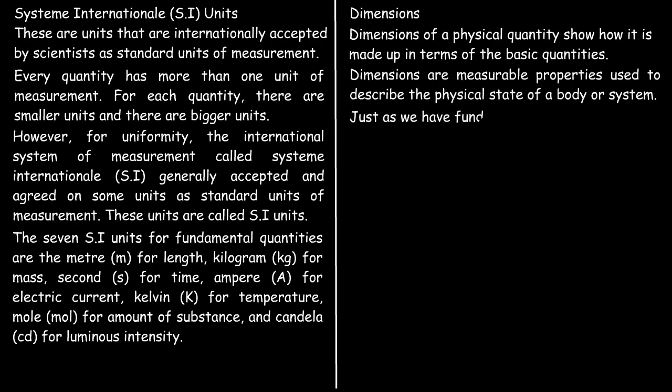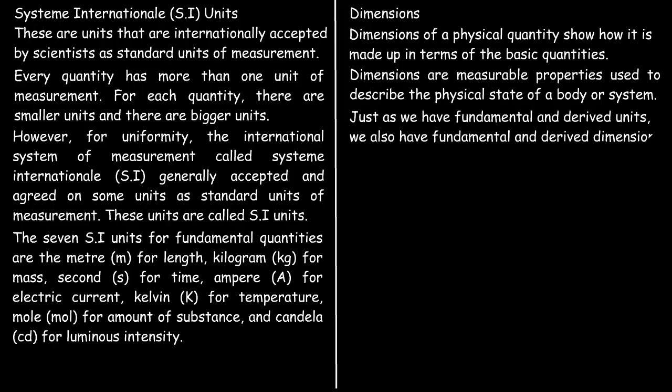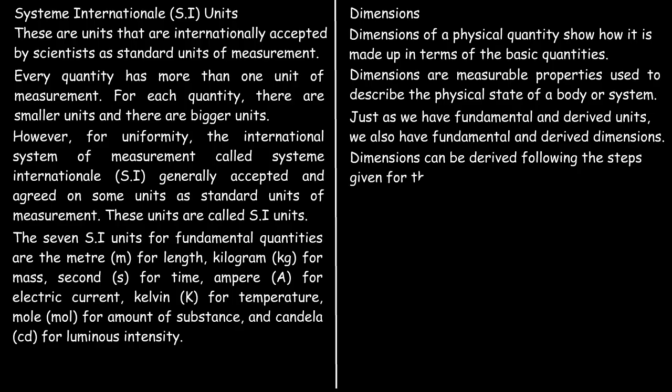Dimensions are measurable properties used to describe the physical state of a body or system. Just as we have fundamental and derived units, we also have fundamental and derived dimensions. Dimensions can be derived following the steps given for the derivation of units. For step 3 to 4, simply use dimensions in place of units. Now we have some examples to explain how we derive dimension. The very first example states: derive the dimension of power.